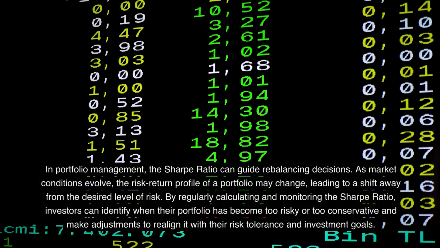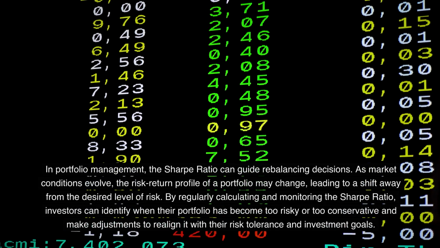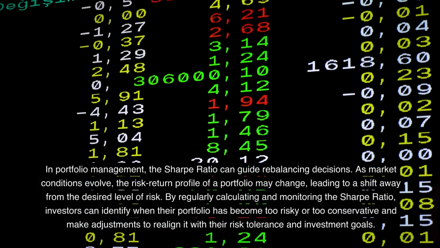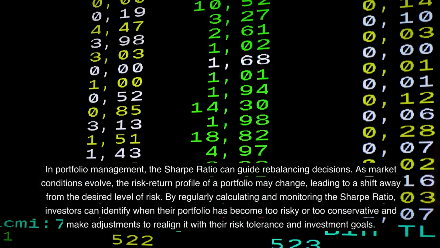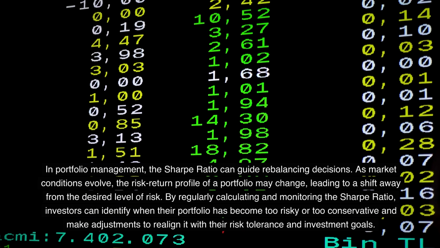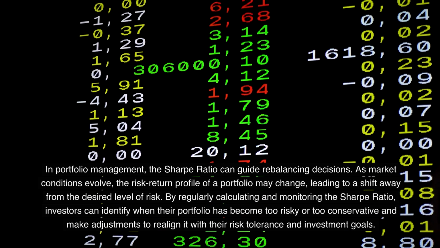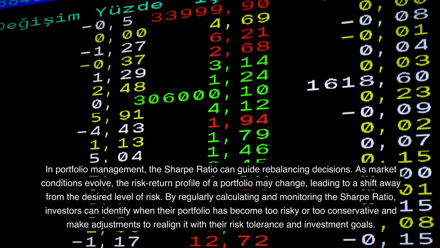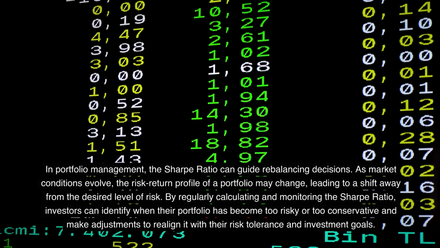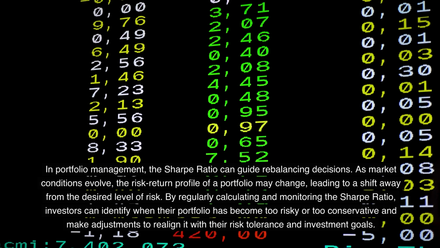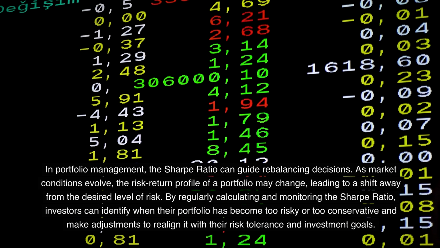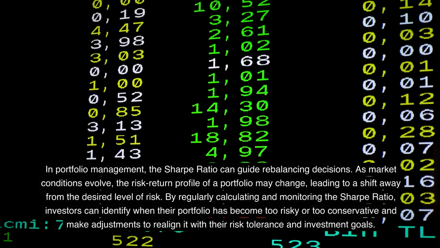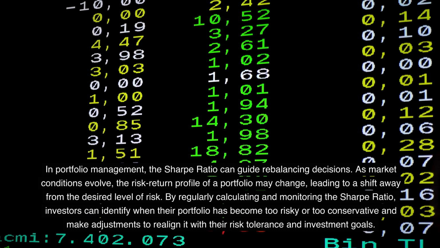In portfolio management, the Sharpe ratio can guide rebalancing decisions. As market conditions evolve, the risk-return profile of a portfolio may change, leading to a shift away from the desired level of risk. By regularly calculating and monitoring the Sharpe ratio, investors can identify when their portfolio has become too risky or too conservative and make adjustments to realign it with their risk tolerance and investment goals.